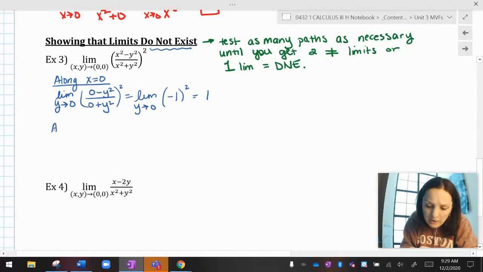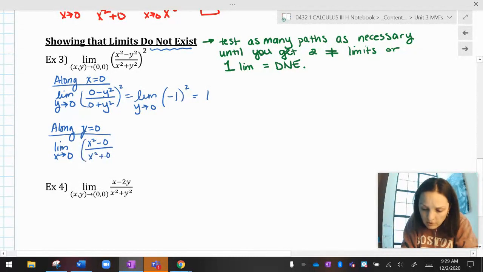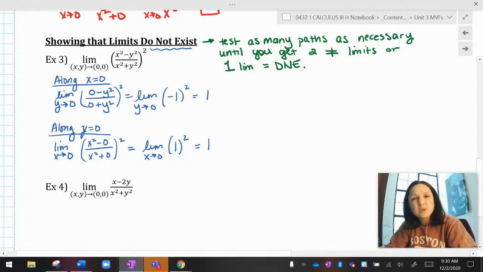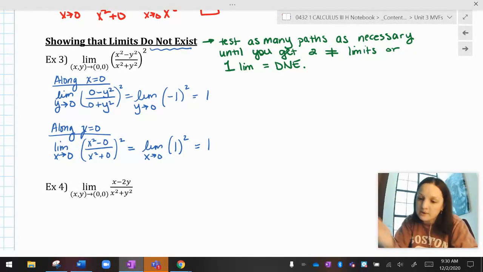All right, now let's go along y equals 0, which means it's the limit as x approaches 0 of (x squared minus 0) over (x squared plus 0 squared), and that's going to be the limit as x approaches 0 of 1 squared, which is, oh, still 1. Well, I told you the limit didn't exist, right? So getting 2 of the same means that 2 of the paths go to 1, but there's more paths. Let's try some more paths.